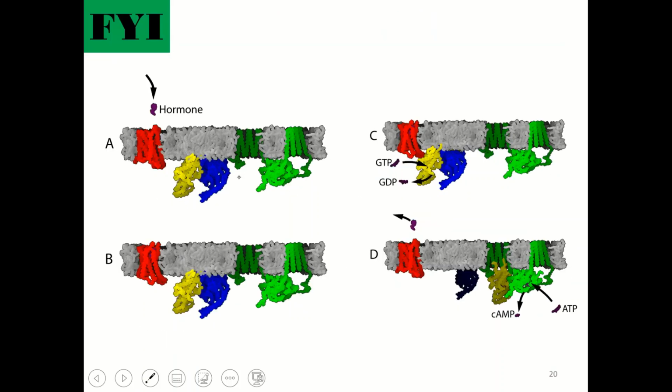But again, you don't really need to know any of these. This obviously wouldn't show up on an exam. It's just a better idea, a more realistic picture of this.